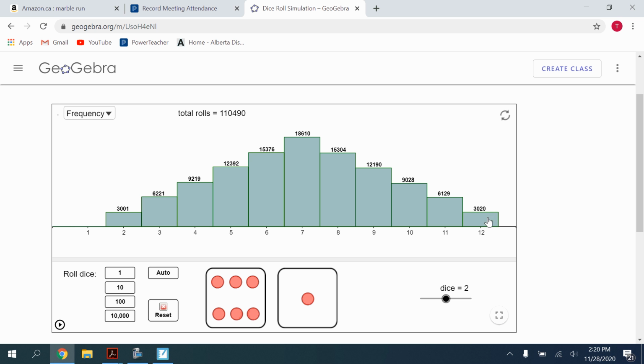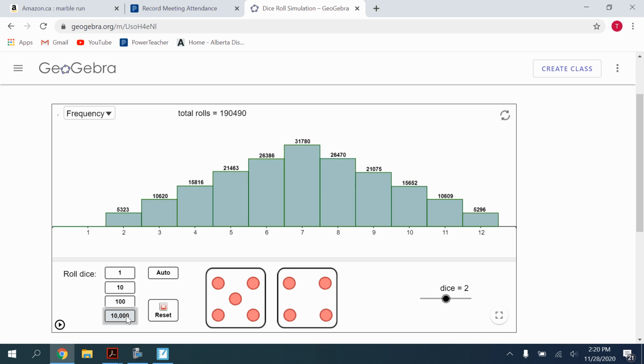Then if I go all the way to the edges, a value of 2 meaning both dice needed to be a 1, and a value of 12 meaning both dice needed to be 6. So this is 3,001, and this is 3,020. And so again, as we keep adding on 10,000, it stays pretty consistent in the shape. So we've done 380,000 rolls now. So this distribution is kind of what we're looking at.